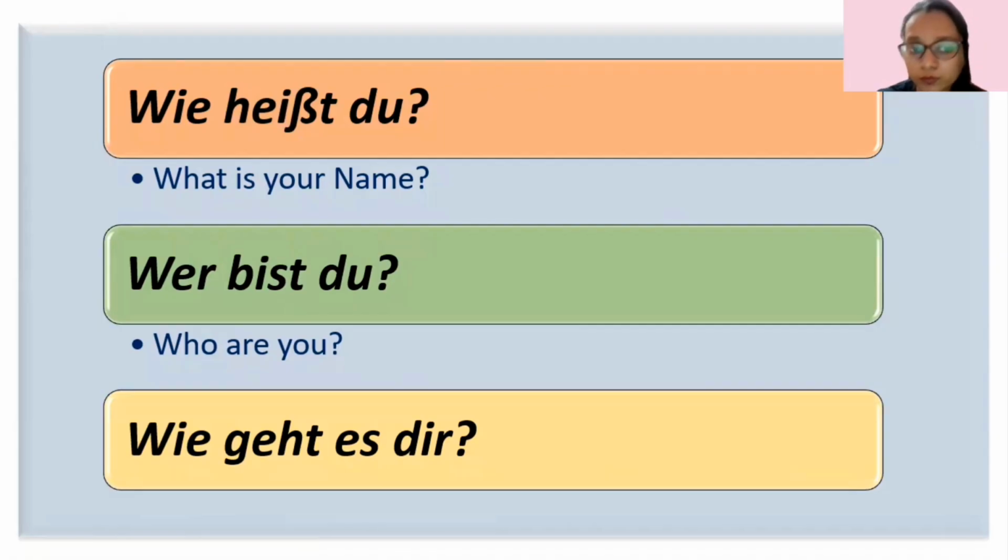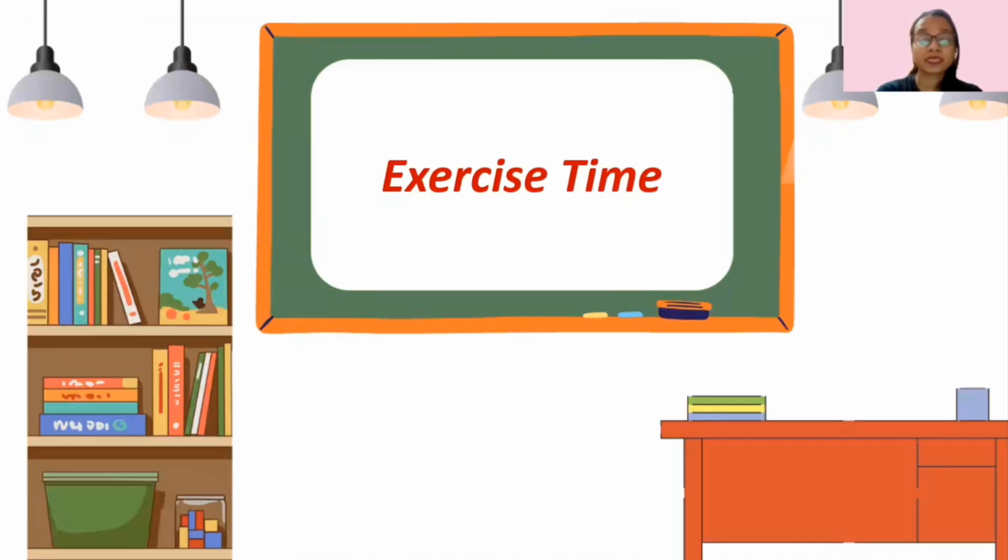Now, in informal conversation, important questions to remember. Wie heißt du? What is your name? Wer bist du? Who are you? So, ich bin Ananya. Wie geht es dir? How are you? Danke. Gut. Und dir? Great.